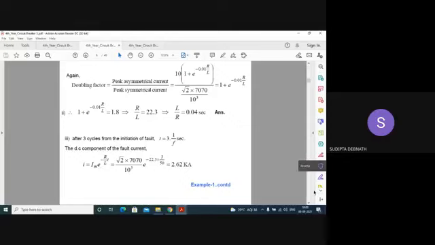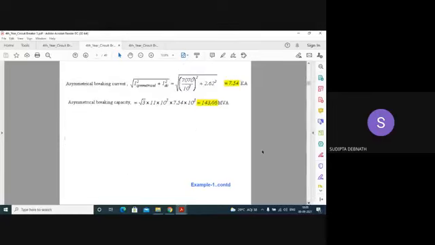And you find out the asymmetrical component, the symmetrical value plus this DC value. This will be squared, so find out this value. And as you are asked to find out the breaking capacity, you must multiply this current by the voltage. So breaking capacity means total breaking capacity, so root 3 VL IL. So we use this 11. Understood?